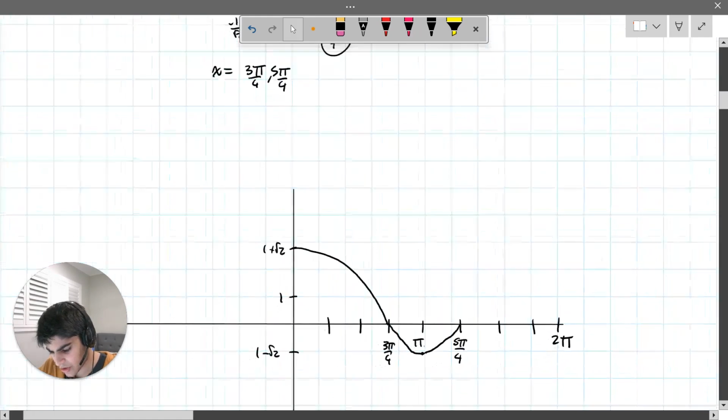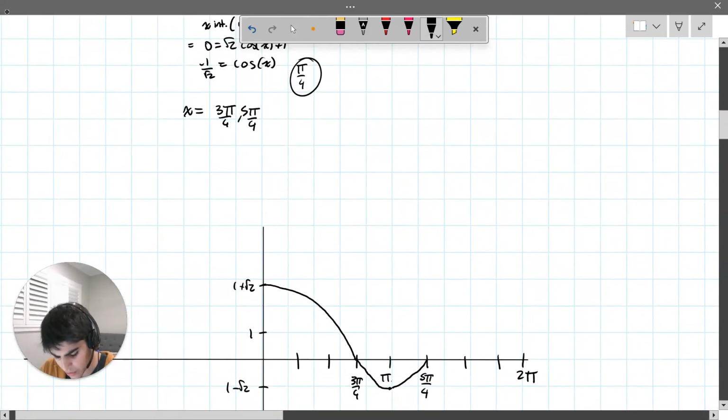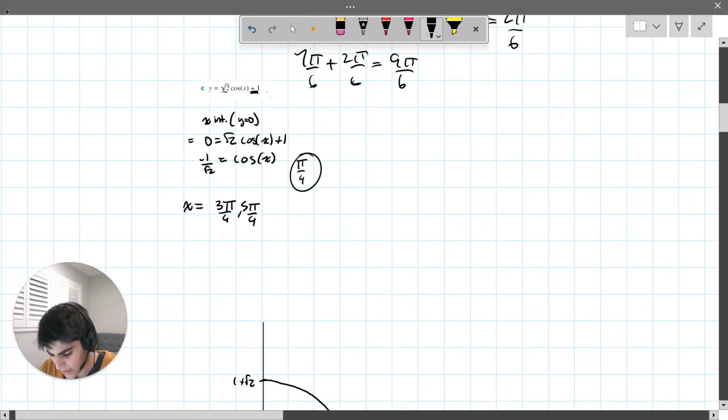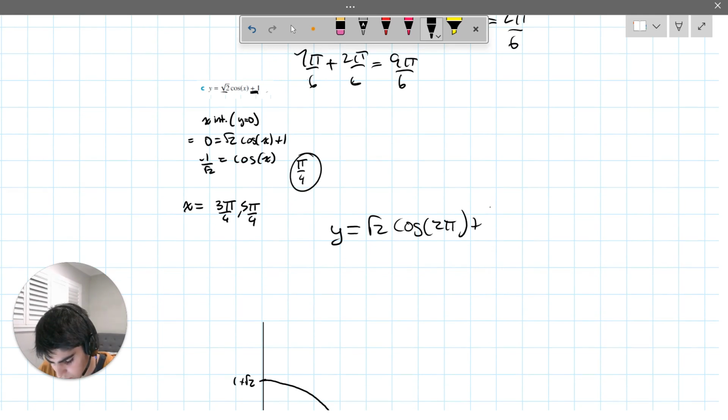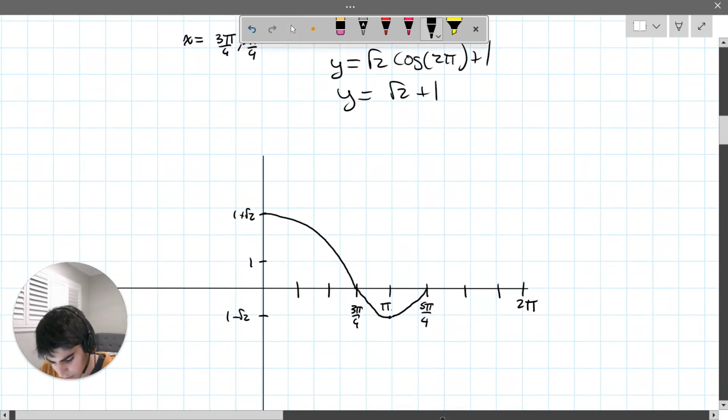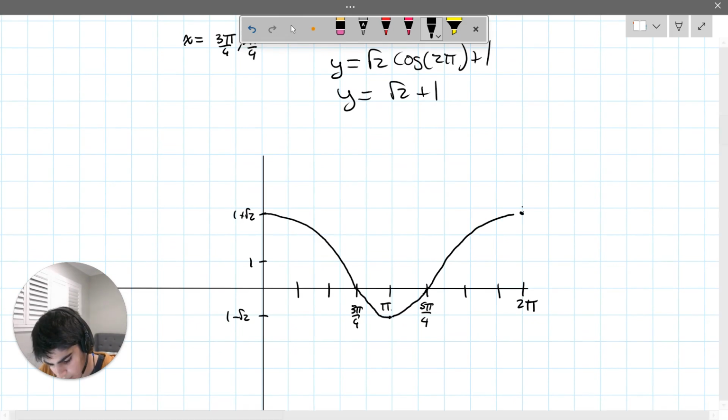Because we don't know the value at 2 pi, we need to sub it in. y equals root 2 cosine 2 pi plus 1. Cosine 2 pi is 1, so y equals root 2 plus 1, which is right here. So let's put this right here. That's it: 2 pi and 1 plus root 2.